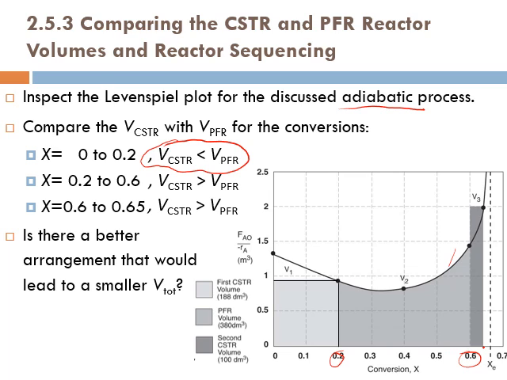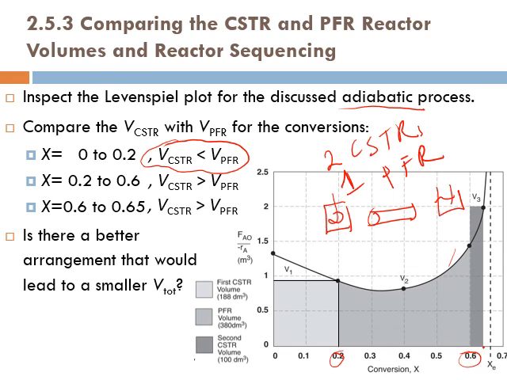I have another question. Is there a better arrangement that would lead to a smaller total V? Is there a better arrangement? Okay, remember in this example, we used 2 CSTRs and 1 plug flow reactor, right? We put CSTR, and then we put plug flow reactor, and then we put another CSTR. Is there a better arrangement? Do we need to use 2 CSTRs and 1 plug flow reactor, and this has to be the arrangement, or is there a better way?